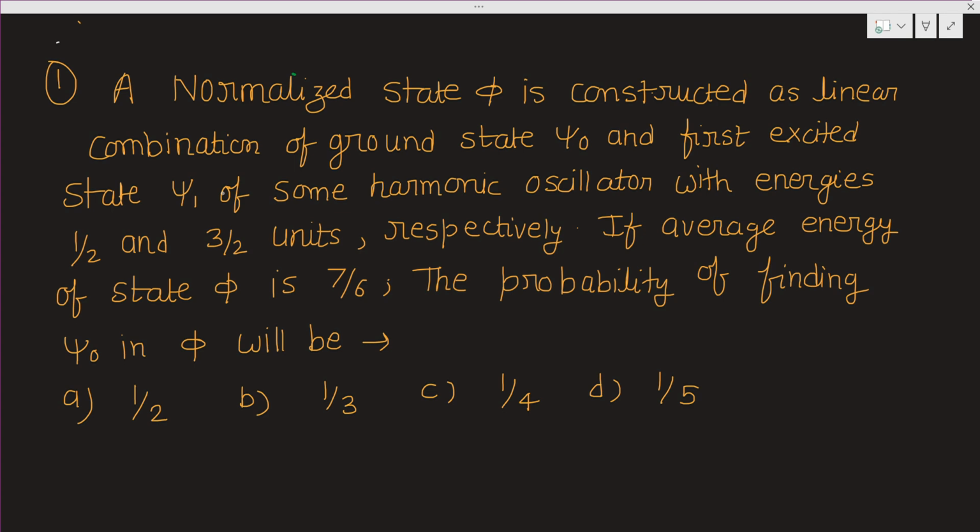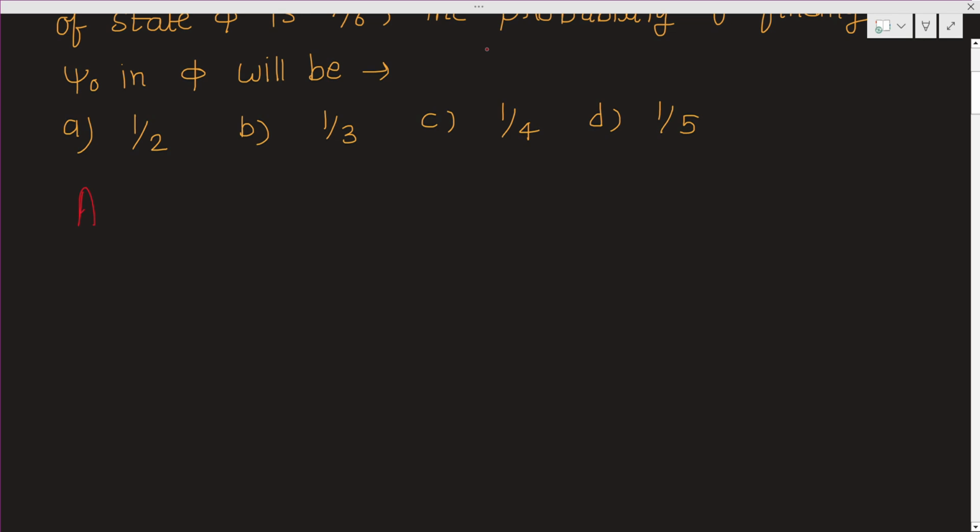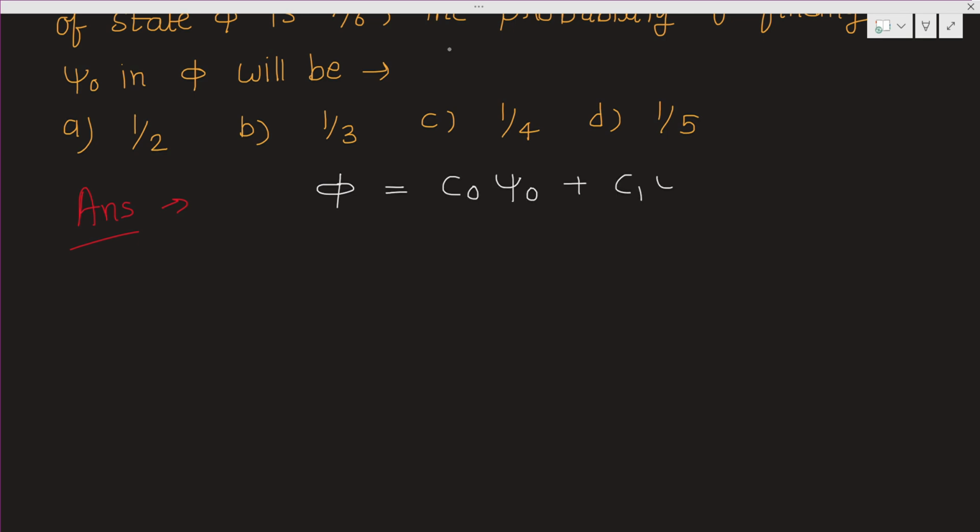First of all, you should know that this is your wave function phi that is given to you. And this is a linear combination of two wave functions, psi naught and psi 1. So you will have to make a linear combination. You will write it in this manner: phi is equal to C naught psi naught plus C1 psi 1. Here C naught and C1 are the coefficients. You know these coefficients if you have seen my lectures.